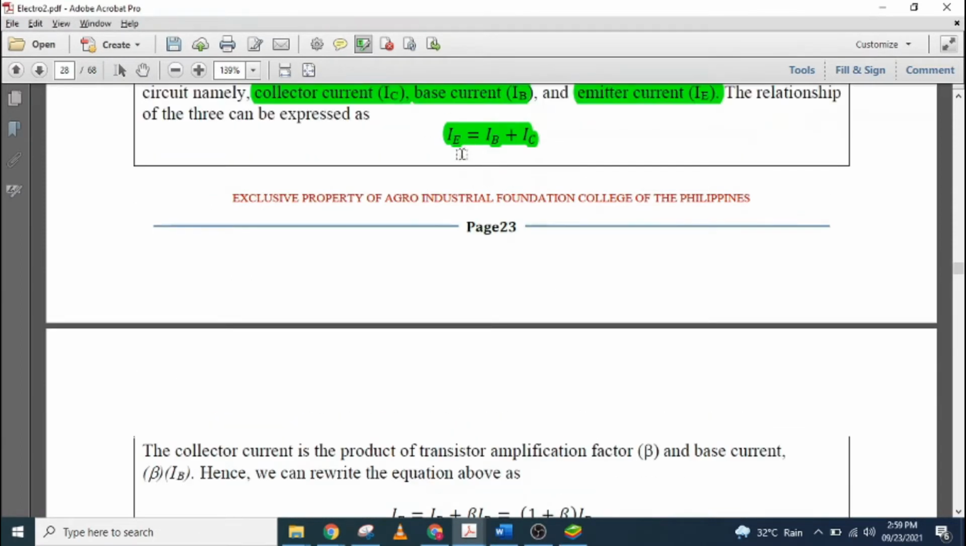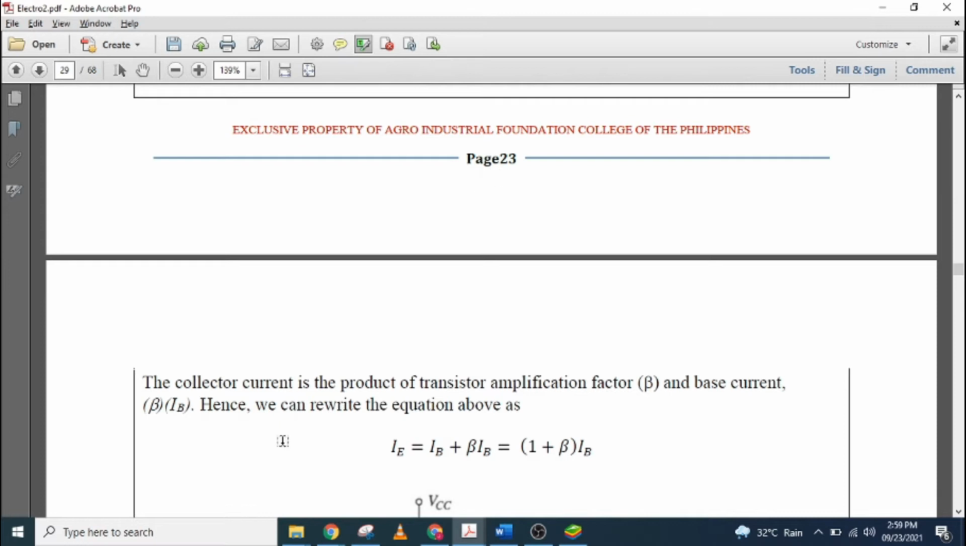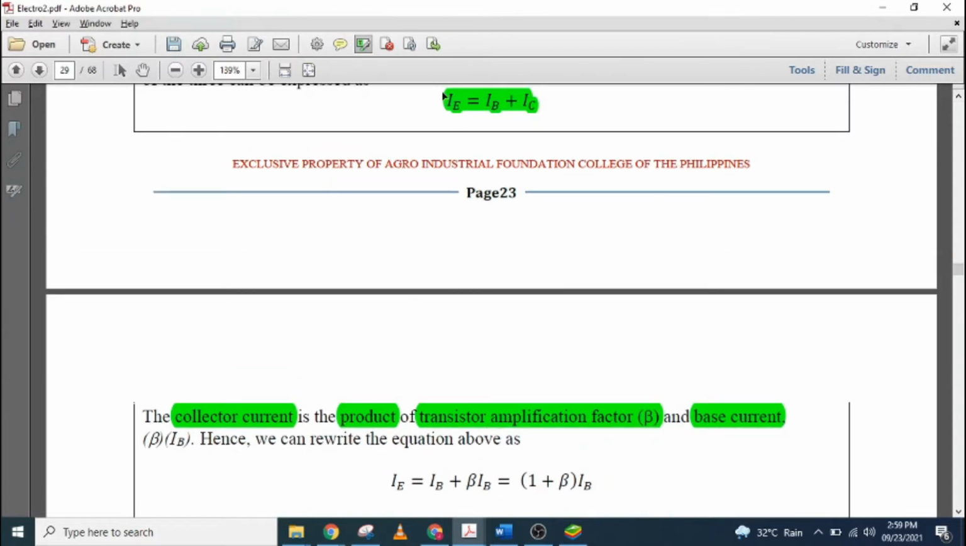Aside from that relationship between the three currents, we also have this one. The collector current is the product, a result of multiplication, of the transistor amplification factor, or the beta value, times the base current. So notice here, IE equals IB plus IC, but the IC is replaced by beta IB, the product of the transistor amplification factor and the base current.